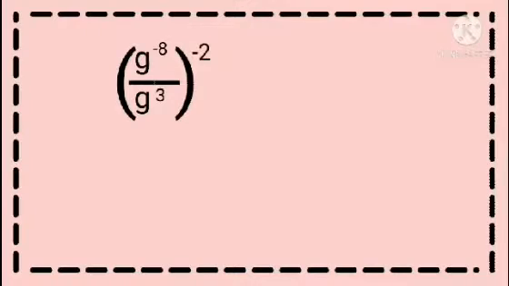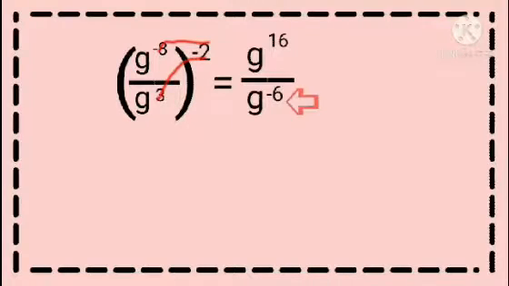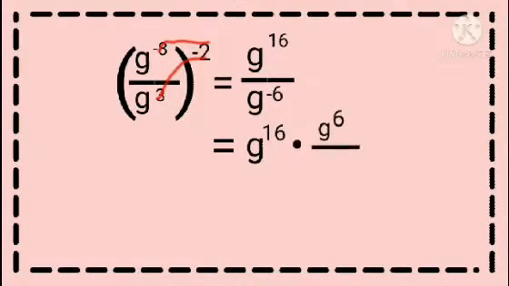Next example. First, distribute the exponent outside the parentheses to the exponent inside the parentheses. After that, get the reciprocal of g raised to negative 6. Then, multiply g raised to 16 to g raised to 6 over 1. And the final answer is g raised to 22.